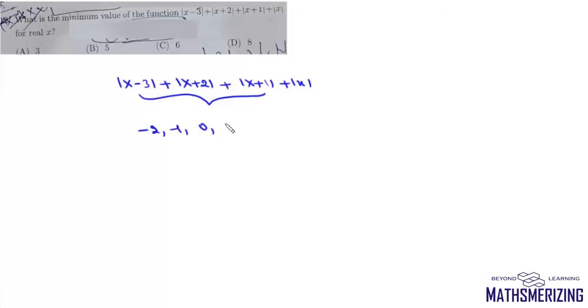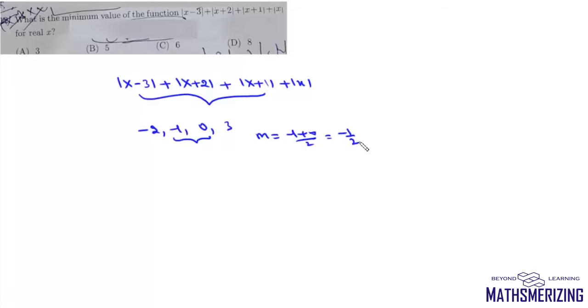Now here we need to find the minimum value of this function, which is mod of x minus 3 plus mod of x plus 2 plus mod of x plus 1 plus mod of x. Now we know that mean deviation is minimum about its median. So we need to find the median of these four numbers, and the numbers are minus 2, minus 1, 0 and 3. Now since it has two middle values, its deviation will be minimum at m equals minus 1 plus 0 divided by 2. That is, when the value of m is minus 1 by 2.